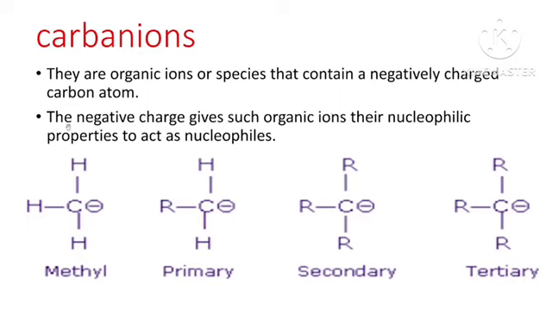The negative charge gives such organic ions their nucleophilic properties to act as nucleophiles. Of course, if a molecule has extra electrons on it, it becomes negatively charged, right? And any species that has a lot of electrons in it, we call them what? Nucleophiles, right? Nucleophiles are electron-rich species. They have a lot of electrons to give out.